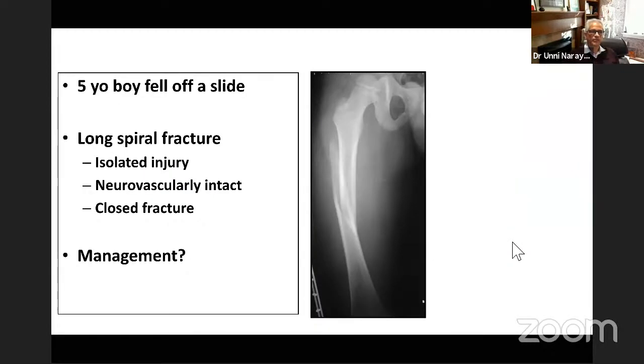Some final examples. Here's a 5-year-old boy who fell off a slide with a long spiral fracture. You could treat this with immediate spica cast. You could treat it with elastic nails. It's a matter of preference.